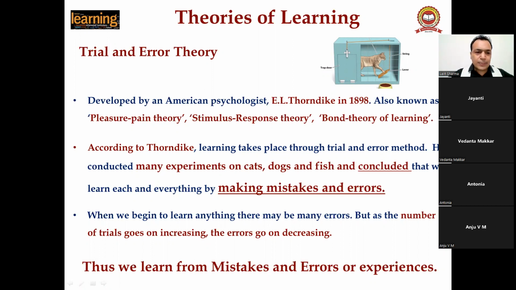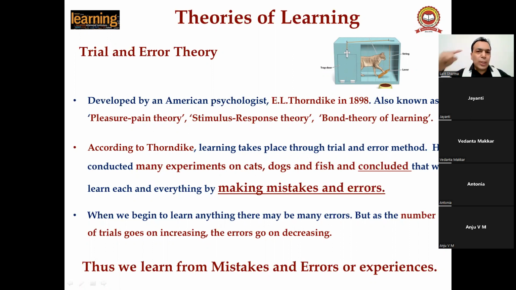He again said that when we begin to learn anything, there may be many errors, obviously. But as the number of trials goes on increasing, the errors go on decreasing, right? For example, you are learning a bicycle. Many times you make errors and you fall down. The more you try again and again, the trials go on increasing and your errors go on decreasing. And the day will come, the time will come, when you learn how to ride a bicycle, how to drive a car, and how to learn any of the things, right?